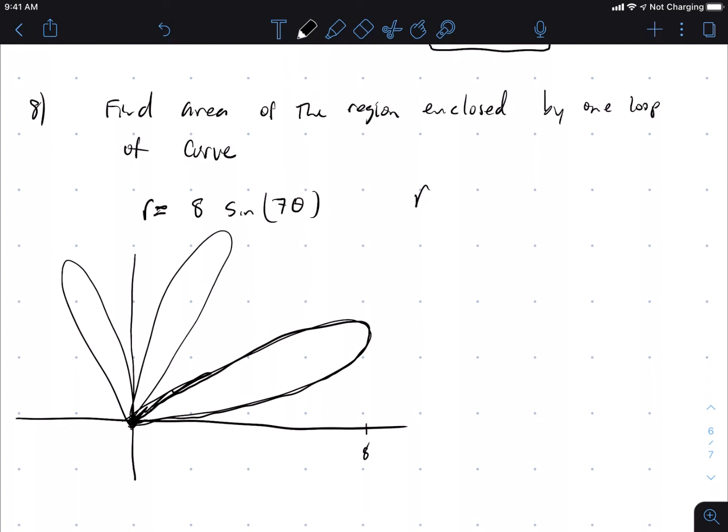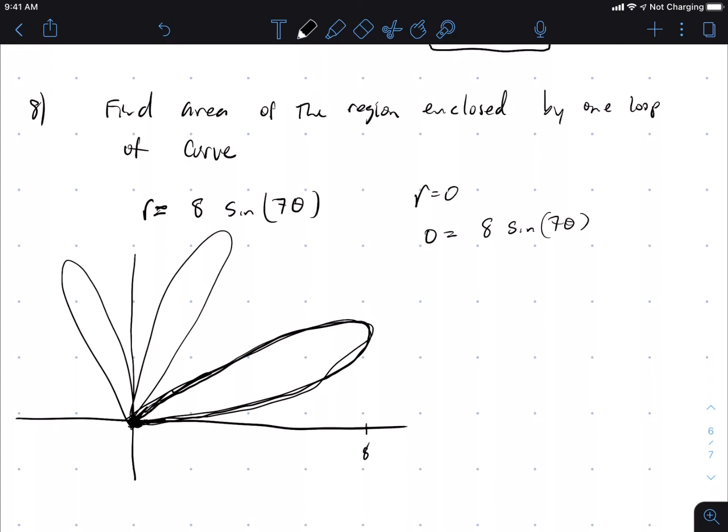So what I'm going to do is say, okay, r is 0 is going to help me get my angle. Because to get one loop, I'm going from 0 for my radius all the way around to this and then coming back to 0. Does that make sense? Yes. So we know that our first angle, we can see it because 0 is going to be equal to 8 sine 7 theta. We know that the first angle is going to be 0. Do you agree with me? Okay.